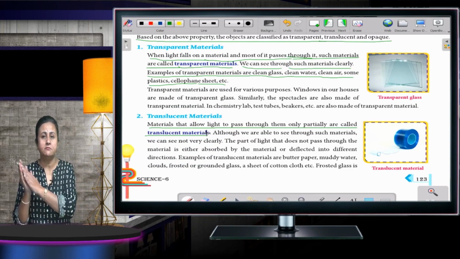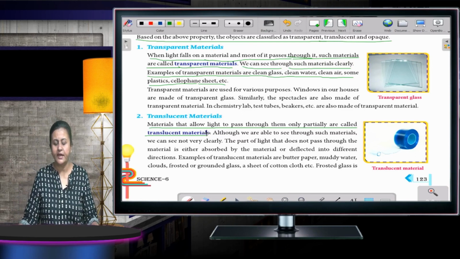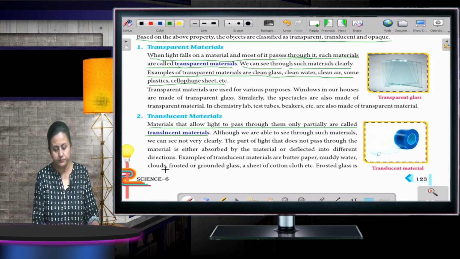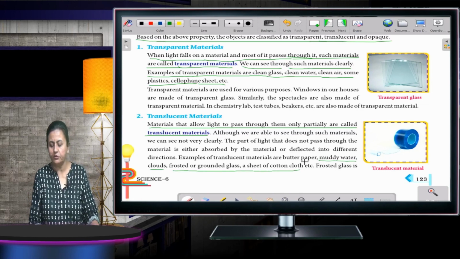Light passes, but not all. Only some part of it is passed. Those materials are known as translucent objects. Examples of it are muddy water, clouds, frosted or ground glass, a sheet of cotton cloth, etc.